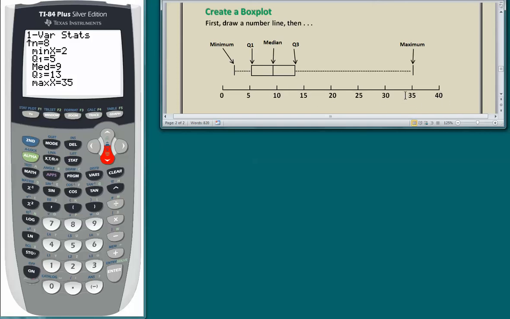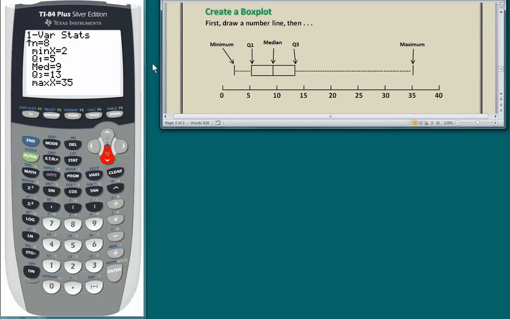And that's what I did here. First I did 0 to 40. I divided by 2 to get 20. I divided by 2 again to get 10. I divided by 2 to get 5, and so on. And then once I have my number line, I just pick the various points in the 5-number summary and make a little mark floating above the number line.